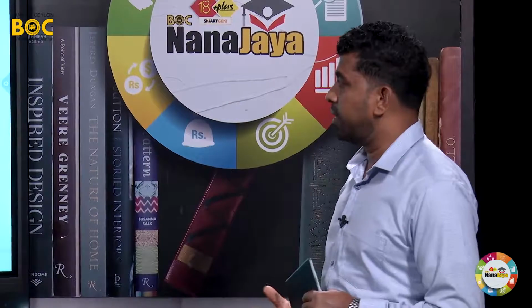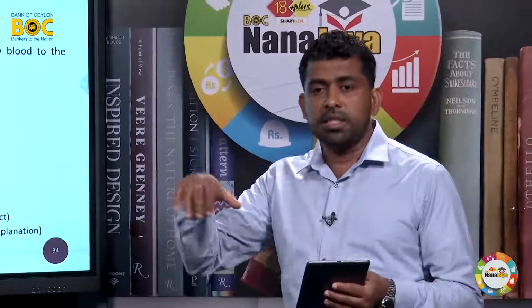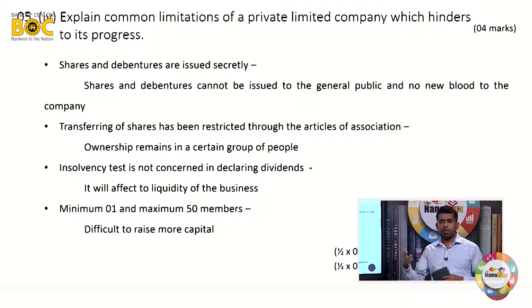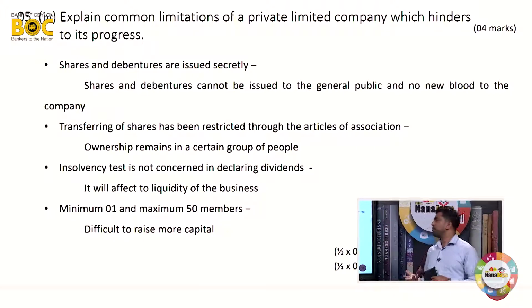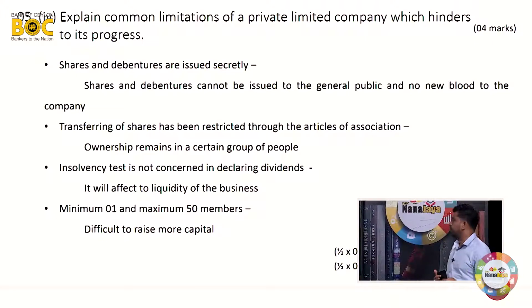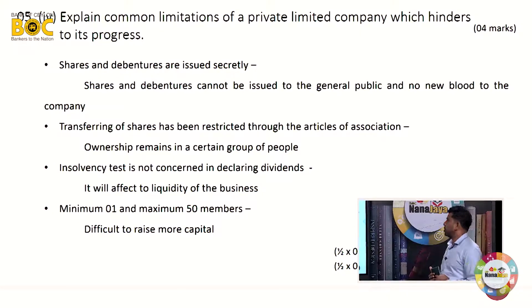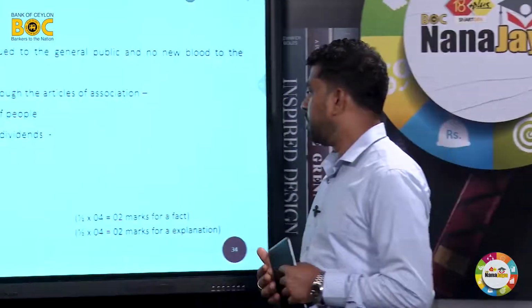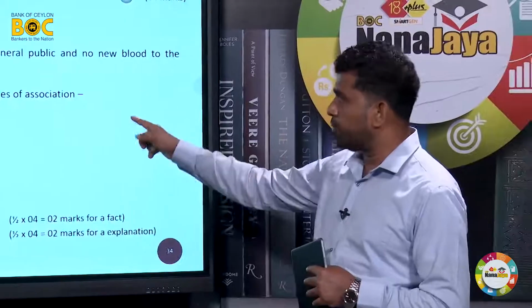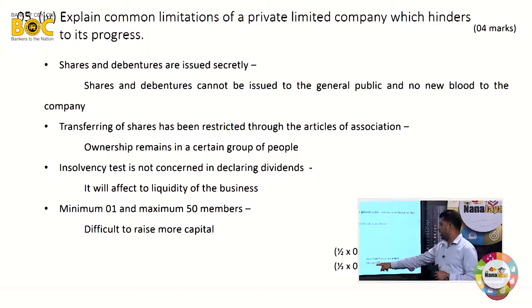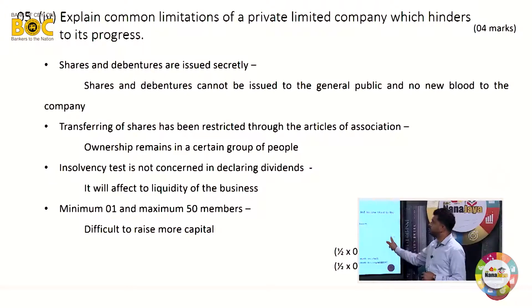So due to this reason, the ownership remains within a certain group of people. Insolvency test is not concerned in declaring dividends. Due to this reason, there may be some liquidity problems. Minimum 1 and maximum 50 members. Due to this reason, more capital cannot be raised. So you have to mention 4 reasons, half a mark into 4, 2 marks, and you have to explain the given fact, half a mark into 4, 2 marks. Let's move on to the next question.